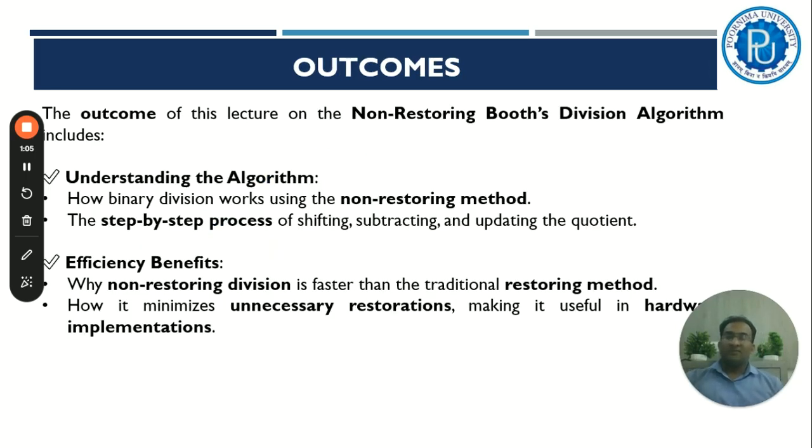The outcome of this lecture on the non-restoring division algorithm includes understanding the algorithm, that is how binary division works using the non-restoring method, the step-by-step process of shifting, subtracting, and updating the quotient. Also, there are efficiency benefits from this algorithm in comparison to the restoring division algorithm, which we have discussed in the previous lecture. So why non-restoring division is faster than the traditional restoring method, you will come to know after this lecture, and how it minimizes unnecessary restoration, making it useful in hardware implementation.